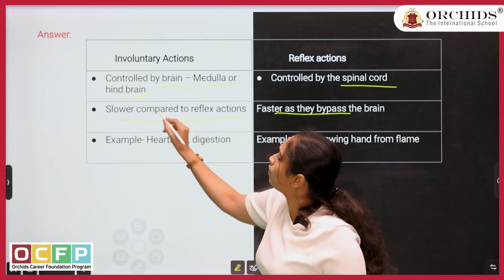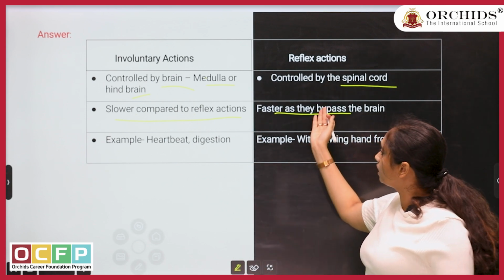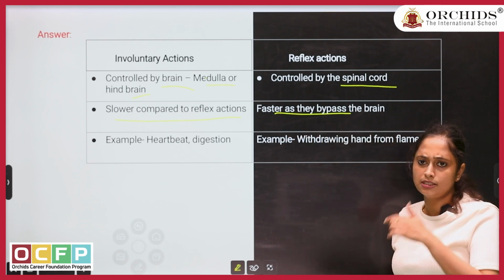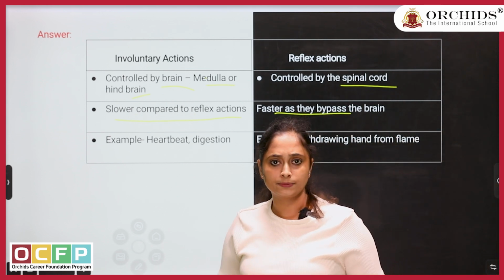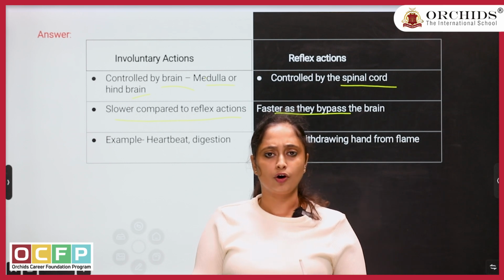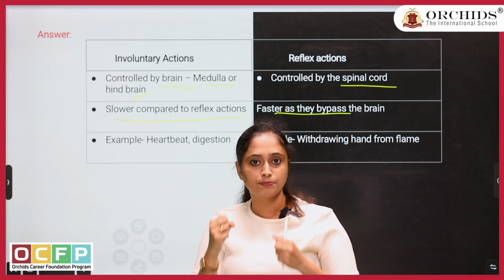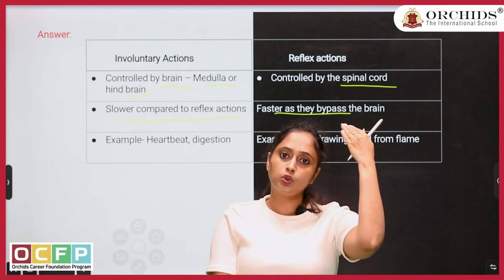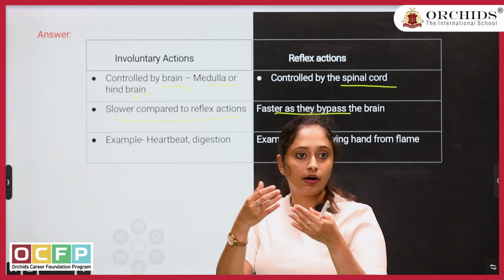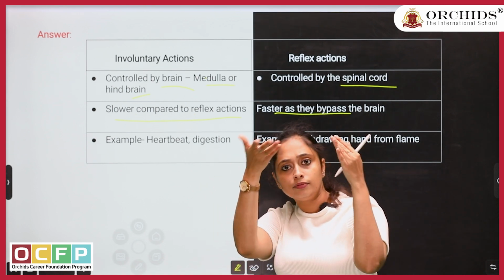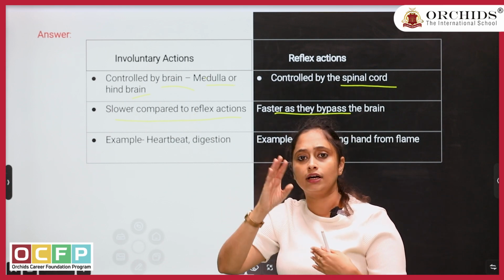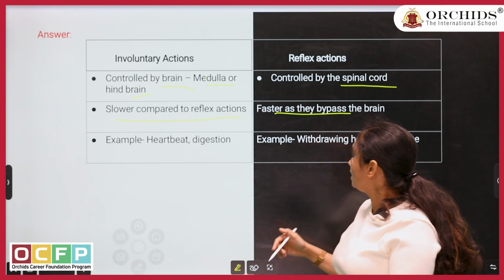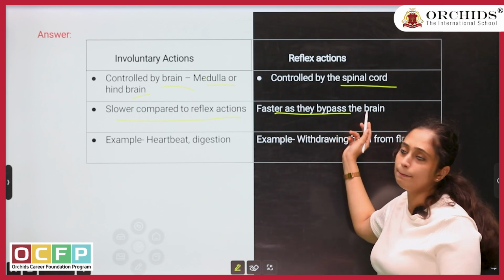So it is slower compared to the reflex action, but reflex is faster as they bypass the brain. Why does it state faster as they bypass the brain? When the electrical impulse is formed when you touch any object, the receptor receives the signal. If the impulse needs to go to the brain, it will take time. So it will not go to the brain, it will directly go to the spinal cord. A very fast response will come because it's not going to the brain. That is the reason for the faster response, as they bypass the brain.